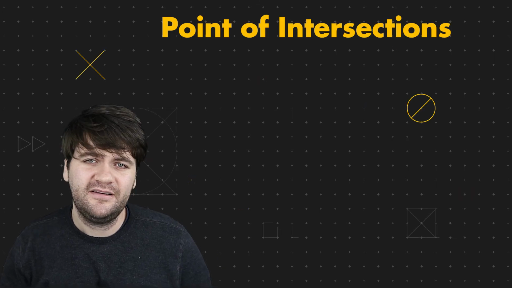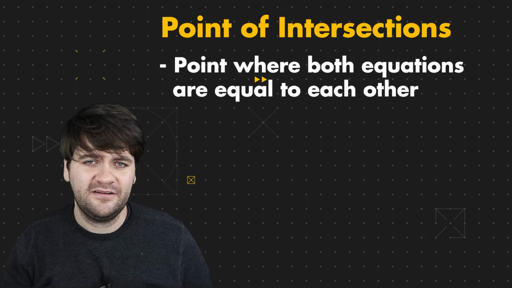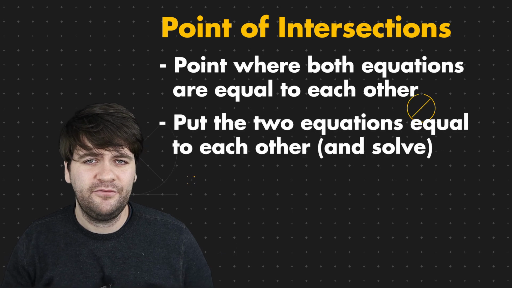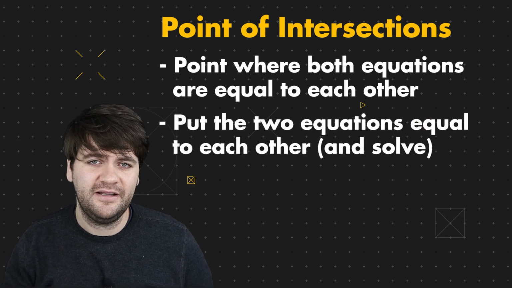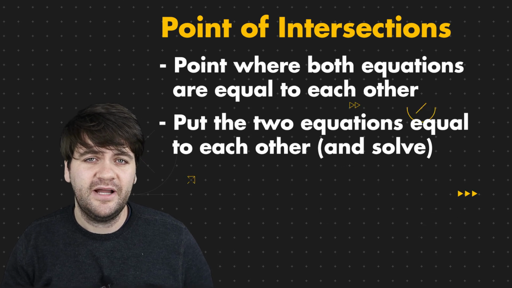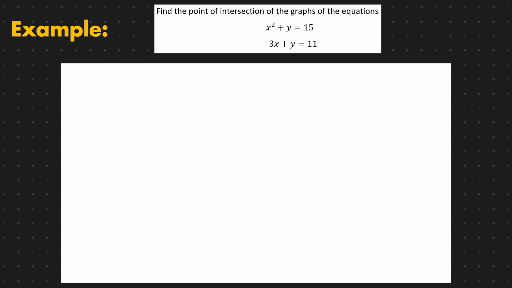A point of intersection of graphs of two equations is the point where it satisfies both equations. This point can be found if we solve both equations simultaneously. This means that we will put the equations equal to each other. Let's look at the following two examples together. In this example, they ask us to find the point of intersection of the graphs of the equations.